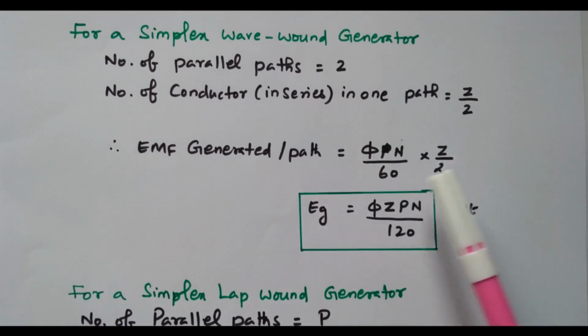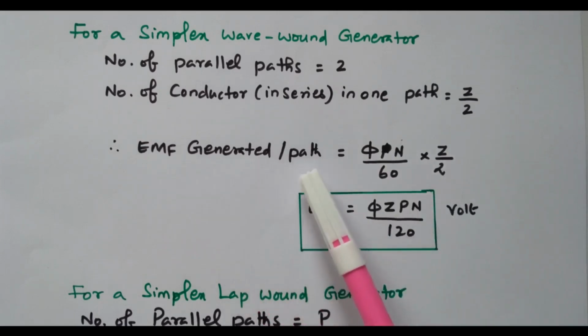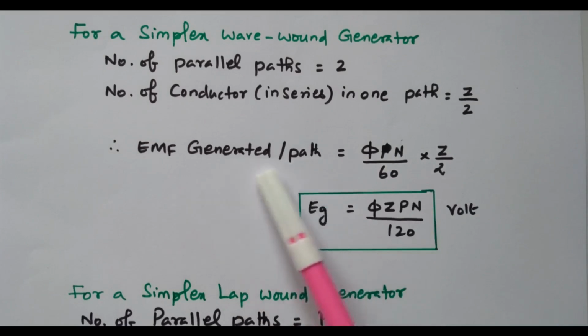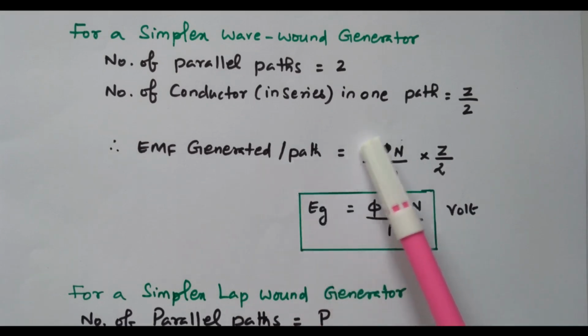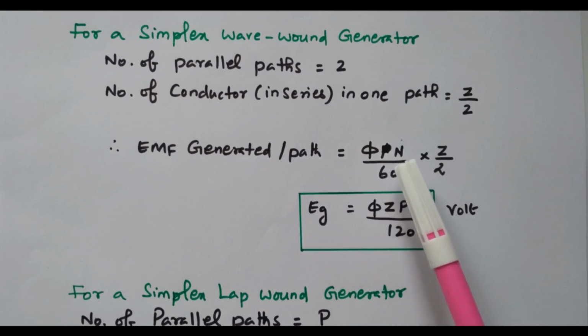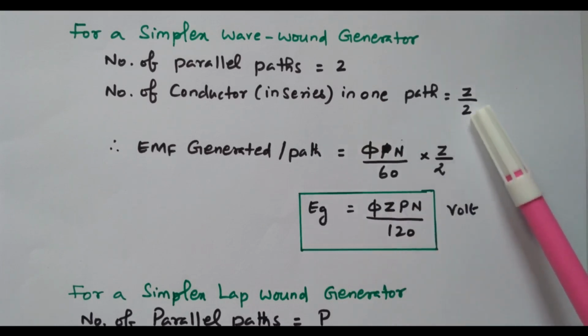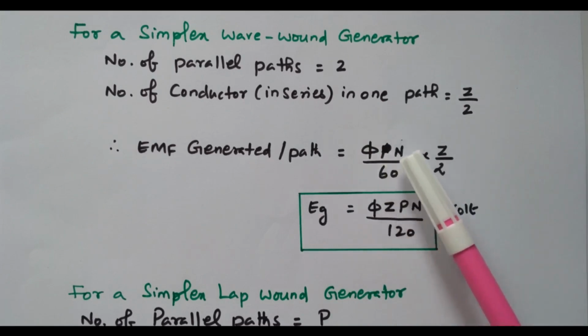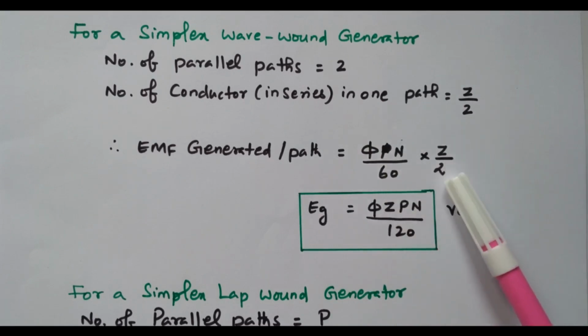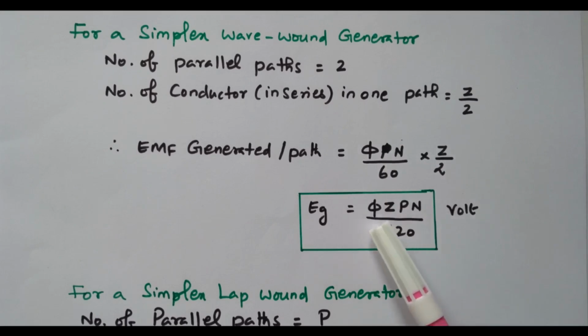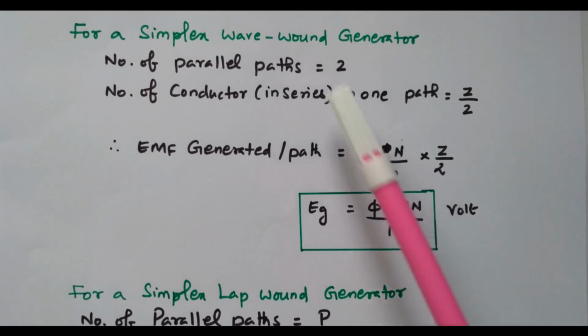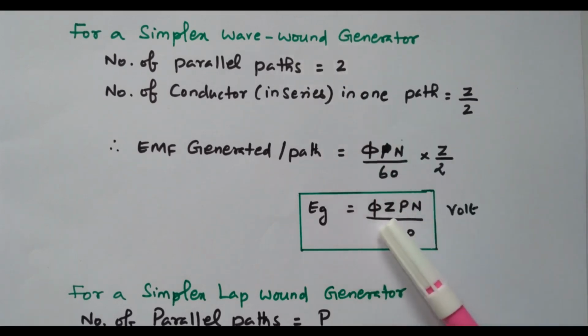So earlier we calculated EMF generated per conductor. Suppose if you want to find EMF generated per path, this value is the EMF generated per conductor. Within that we are multiplying the number of conductors in one path. So pi P N divided by 60 into Z by 2, that is nothing but pi Z P N divided by 120 volts. This is for a wave wound generator: pi Z P N divided by 120.